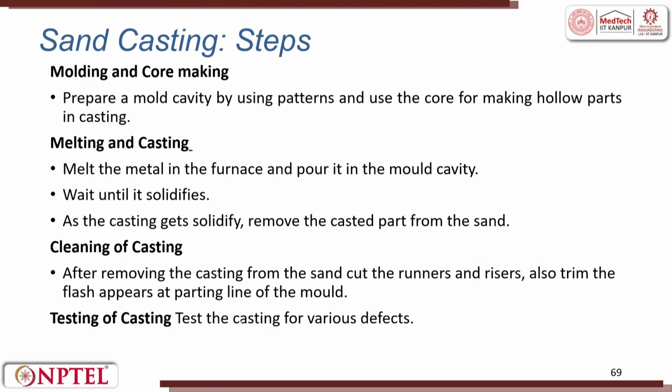So, this we have seen in detail. Just a quick brush through: mold and core making. Make the mold cavity by using the pattern, and use the core for making the hollow portions in the cast. Melting and casting: melt the metal in the furnace and pour it in the mold cavity, wait until it solidifies. As the casting solidifies, remove the cast part from the sand. Cleaning of casting: remove the casting from the sand, cut the runner and riser, and also trim the flash that appears at the parting line and other places.